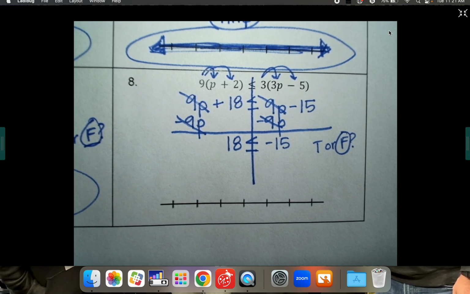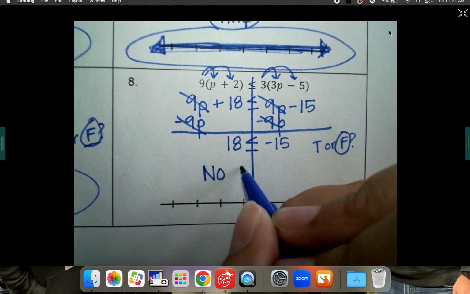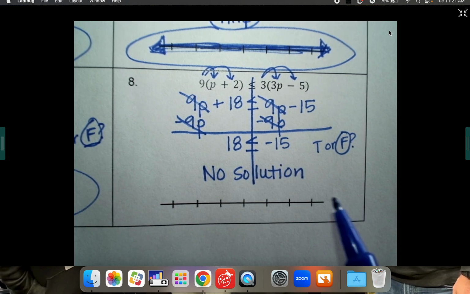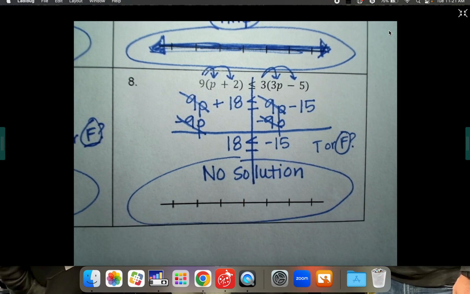And if this is a false statement, that means there's no possible solution. So again, a no solution graph is blank because there's nothing you could graph on here that would work. There's nothing that would be a solution here.